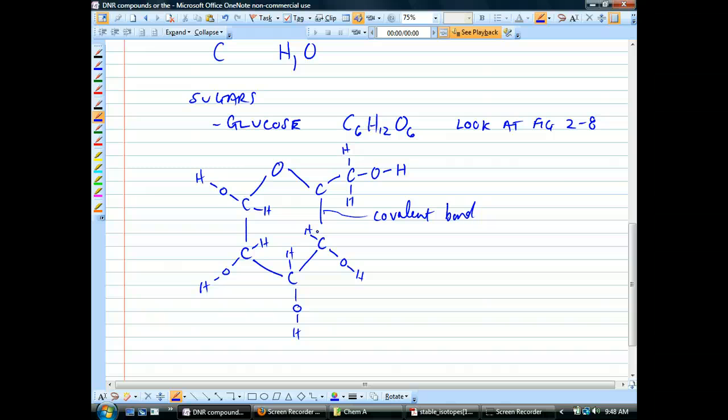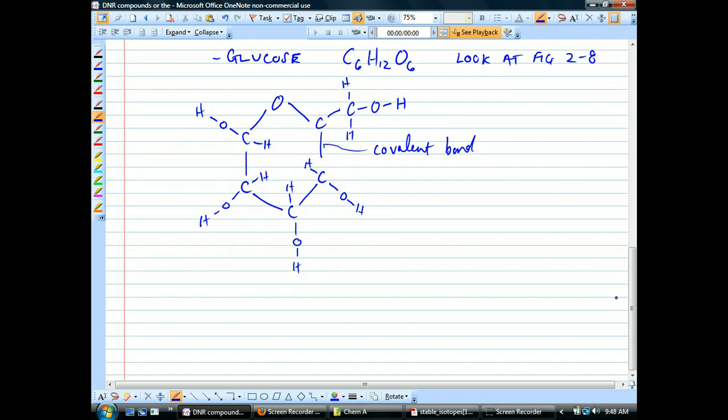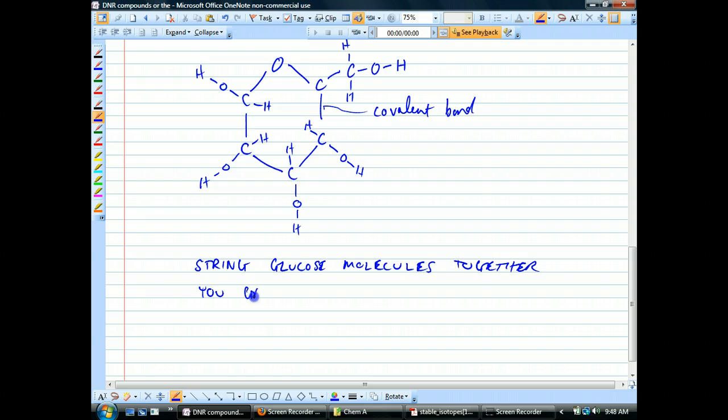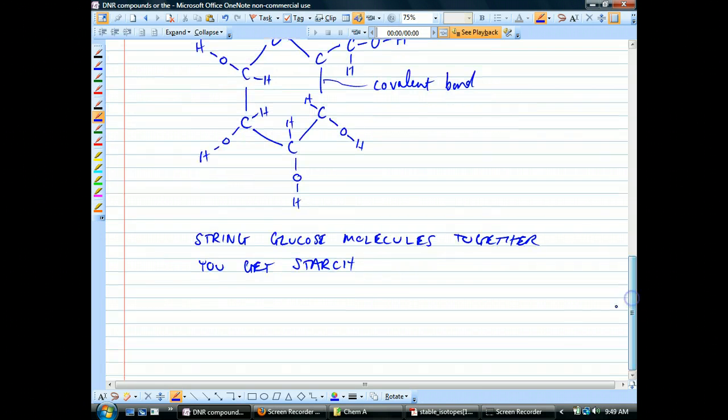Okay? Now what you can do is you can actually hook these up, and I say you, I mean you're not going to be able to do it, but your plants do this. What plants do is they make a string of these. So if you string glucose molecules together, you get starch. Now, animals don't make starch. Our bodies don't produce starch. Plants make it, and they use it as a storage for glucose. So they can store glucose. And glucose, by the way, is an energy storage compound, as we'll see later on in the year.